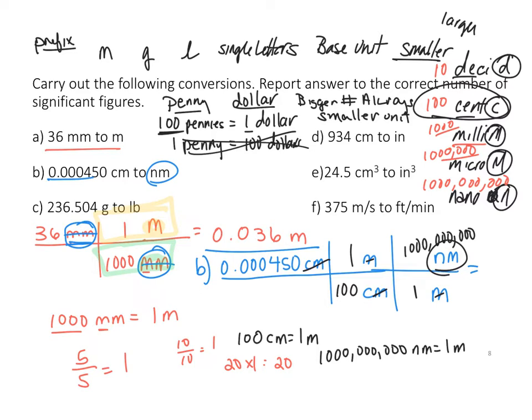Now you can get your calculator out. You type in 0.000450, and we just go from left to right, divided by 100. And then you take that number times the 9 zeros. 1, 2, 3, 4, 5, 6, 7, 8, 9. And you get an answer of 4,500. 4,500 is your answer. And it says to report to the correct number of significant figures. So this is where you want to put it in scientific notation. So you would do 4.5 times 10 to the third.